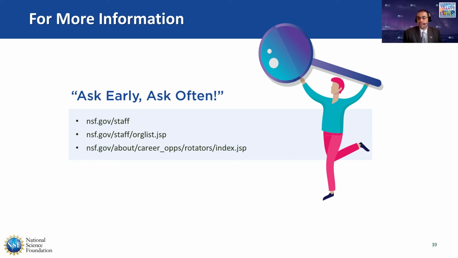And then, of course, something that I did not mention is that I am not a permanent staff at NSF. I'm a rotator, meaning that I'm a faculty at a university in the United States that has joined the National Science Foundation for a limited duration of time. So if you're wondering how you can do that also, you have the last link, nsf.gov, about career ops, rotators, index JSP, with a description of what it means and how you can find opportunities as a rotator. And of course, there are also opportunities for permanent and federal employees.